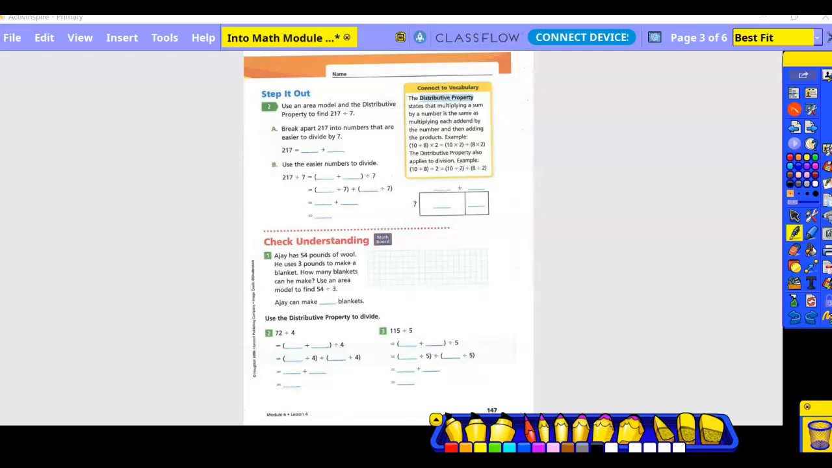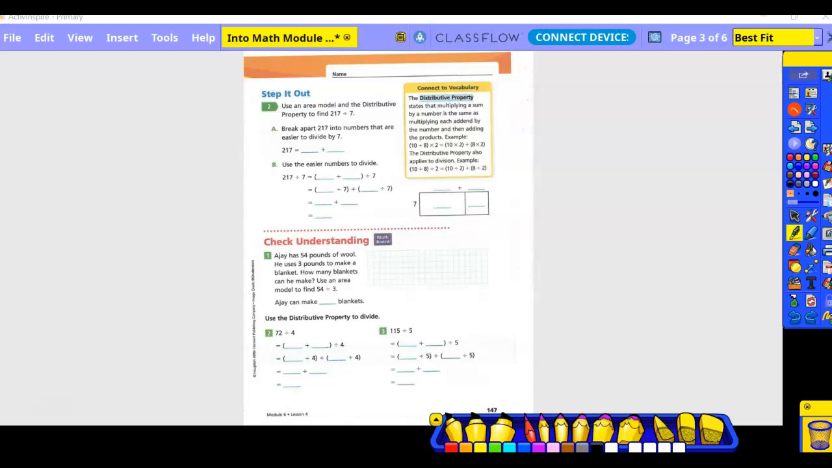The distributive property also applies to division. Example, you can take 10 plus 8 divided by 2 and break that into 10 divided by 2 plus 8 divided by 2. So it's literally just like multiplication, except you're using division this time. You're breaking the bigger numbers apart and then using your division.